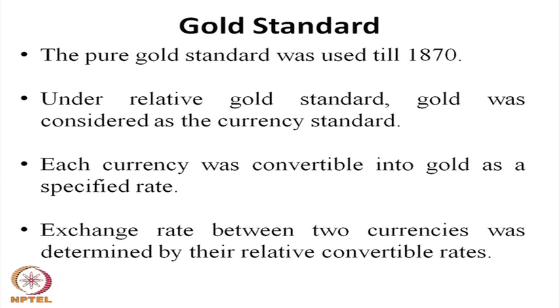Here the relative gold standard provides some kind of freedom to the country, because under the relative gold standard the requirement of gold was not so much. The value of gold is not directly linked to the currency, but indirectly linked, in the sense that the country can decide the amount of gold which can be converted into 100 rupees, 200 rupees or 500 rupees. So, though the requirement of gold is there, liquidity can be generated in the economy on the basis of the requirement of the country.